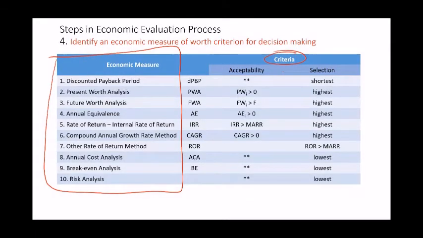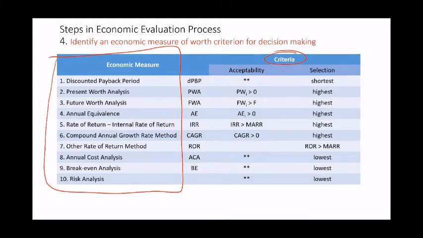Okay, now why we have a lot of economic measures? Why not only one? Why not only two? Okay, one reason is that one economic measure cannot give you the total picture of the economic analysis. Like for example, discounted payback period is going to tell you only when are you going to get back your investment. So it is the time that you will get back your investment. So in this case, when are you going to get back your 1.8 million? That is the payback period.